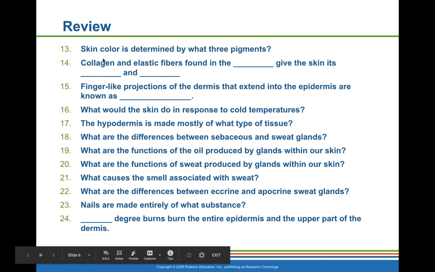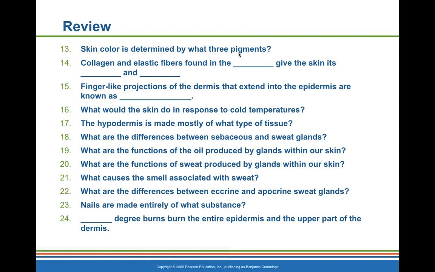Number 13, skin color is determined by what 3 pigments? Well, one of them is melanin. Another one is carotene with a C, not keratin with a K, that was that waterproofing protein. Carotene with a C is a pigment, a sort of orangish, yellowish pigment that you can get by eating certain types of vegetables like carrots, for example.